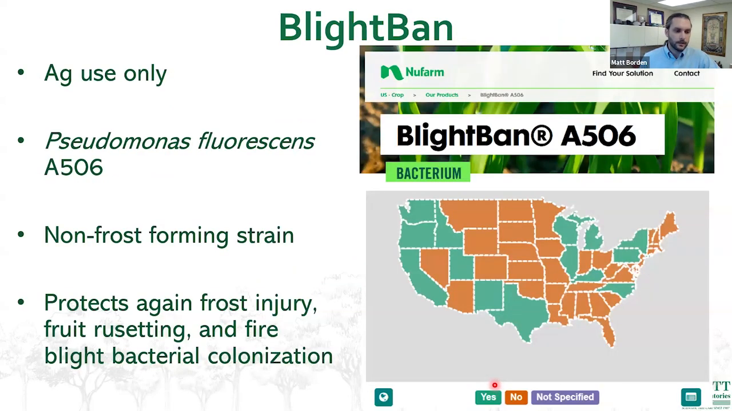Blight Ban is an interesting one. I am not aware of a label containing Pseudomonas fluorescens A506 for our industry. As far as I know, this is really just ag use. But this is a strain of bacteria that is a non-frost forming strain. So a lot of the other pathogenic Pseudomonas cause damage by inducing frost damage. So frost is more likely to form, and ice nucleation is more likely to form when that pathogenic bacteria is present. This one is a non-frost forming strain of the same general group of bacteria.